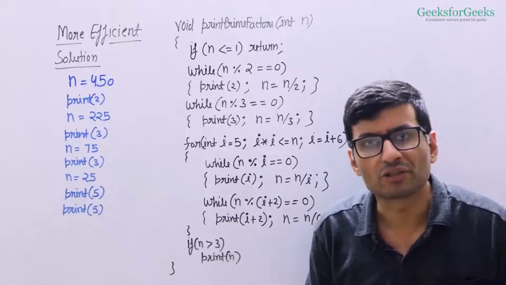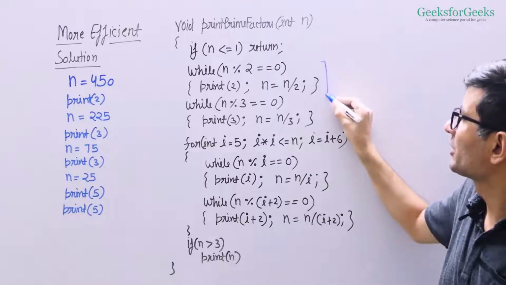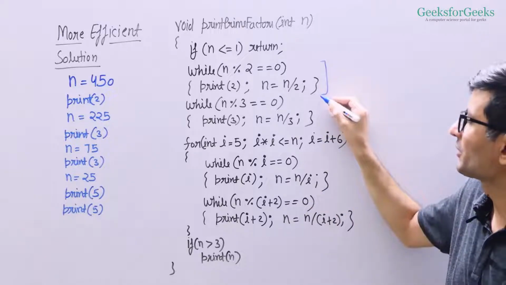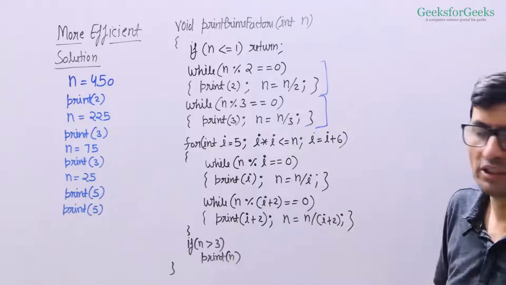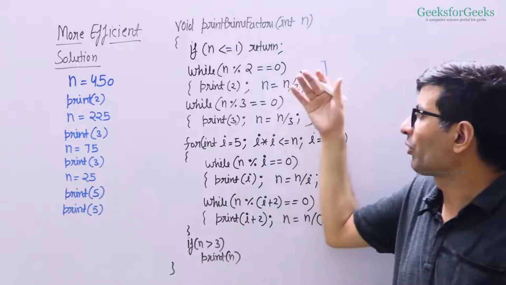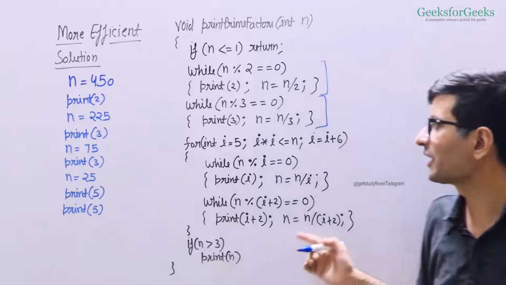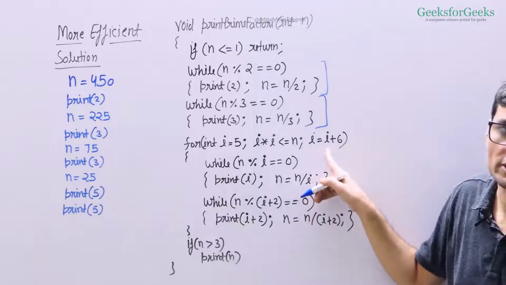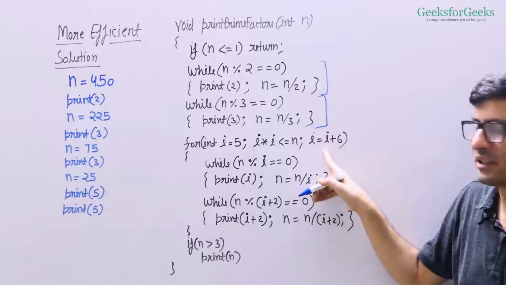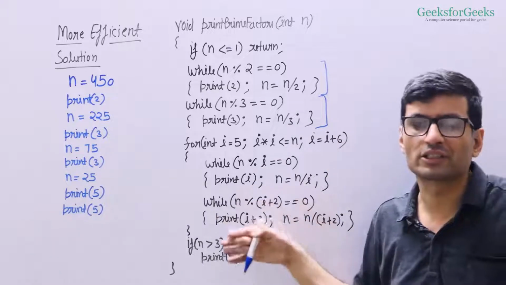Here is the implementation of the more efficient solution. We explicitly check for divisibility by 2, then we explicitly check for divisibility by 3, then we check for remaining numbers, and when we have already checked for 2 and 3, we strike out many numbers. You can notice that we increment i by 6, not by 1, and that saves many iterations. We do almost 1/3 iterations inside this loop.